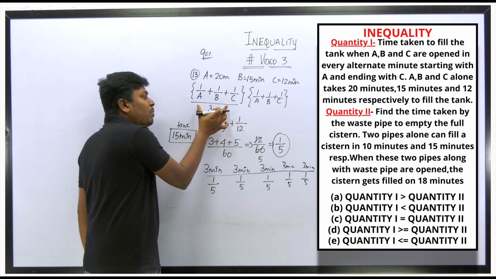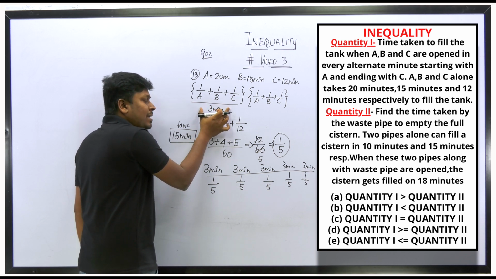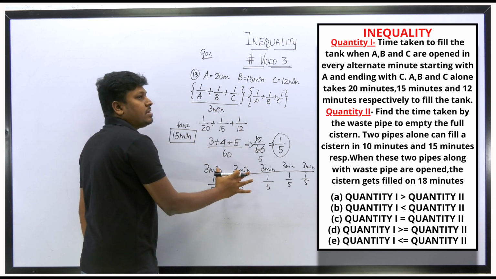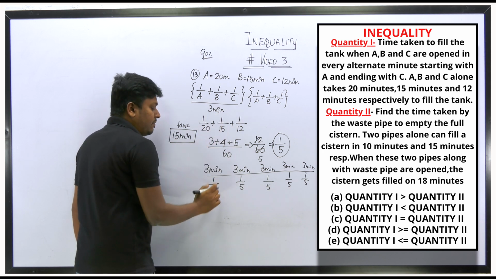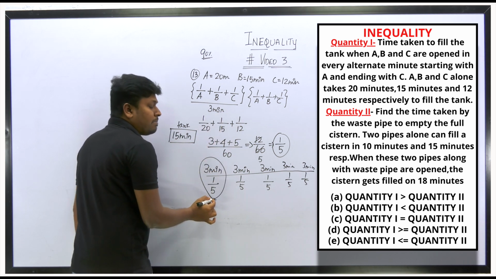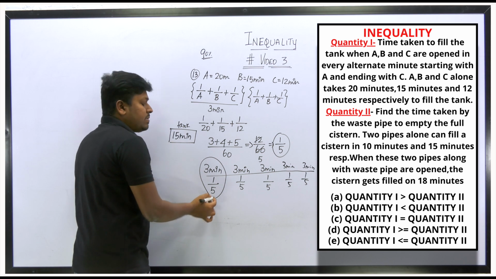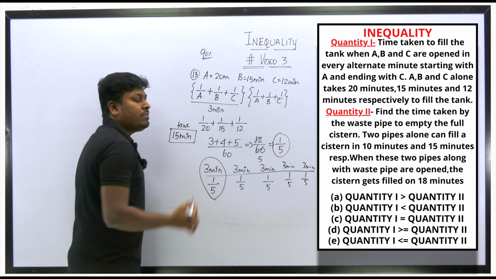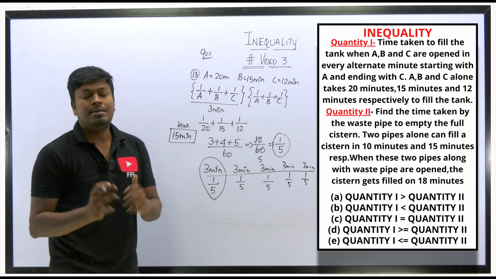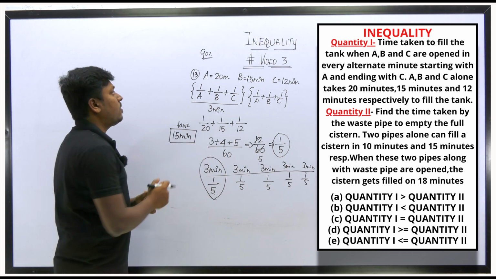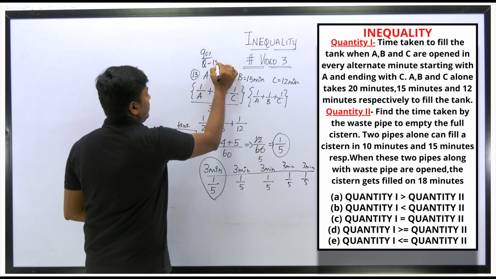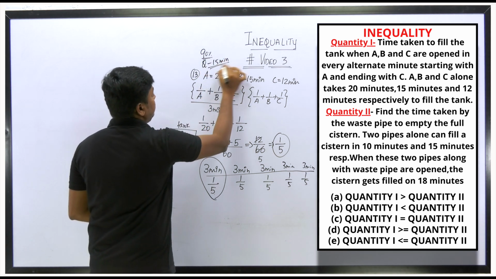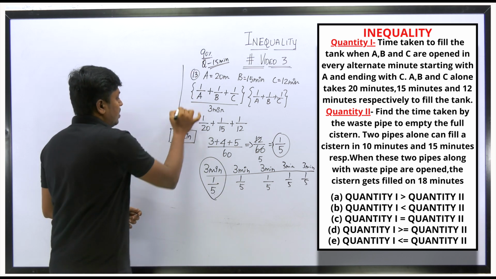So you need to take any one cycle. By taking any one cycle, you need to solve the complete question. And in this one cycle, we need to find that value. In 3 minutes, 1 by 5 part of the tank is filled. So in order to fill the complete tank, 5 into 3 will be 15. So in 15 minutes, the total tank will be filled. So the answer for quantity 1 is 15 minutes. Got it? Now let me move on to quantity 2.